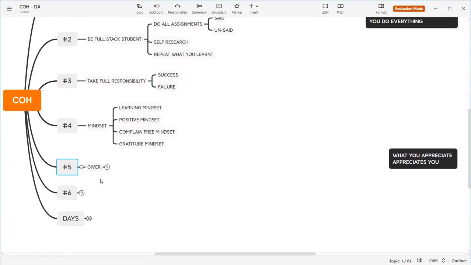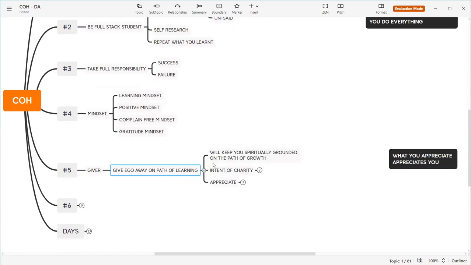This code of honor is especially for those who come from various backgrounds, because sometimes people come with 26 years of experience, 15 years of experience, and that stands very strong for them when it comes to learning. So when it comes to learning, you are requested to be the giver. Keeping ego away on the path of learning makes you more spiritually grounded on the path of growth.